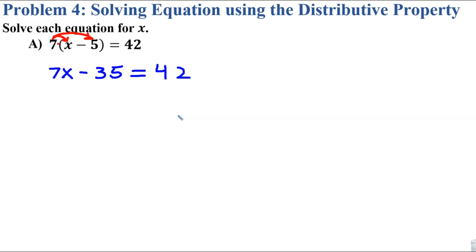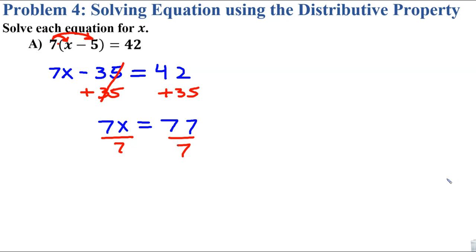And once I distribute, I'm basically back to the same type of simple equation we started off with, where we can isolate the x. I've got 7x minus 35. To undo the minus 35, we'll add 35 to both sides. Okay, negative 35 plus 35 is a 0. Those will cancel. So we have 7x is equal to 42 plus 35 is 77. And then I'll divide both sides by 7, which will give me x equals 11.